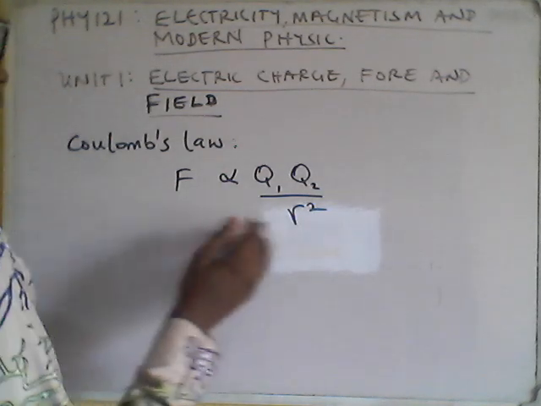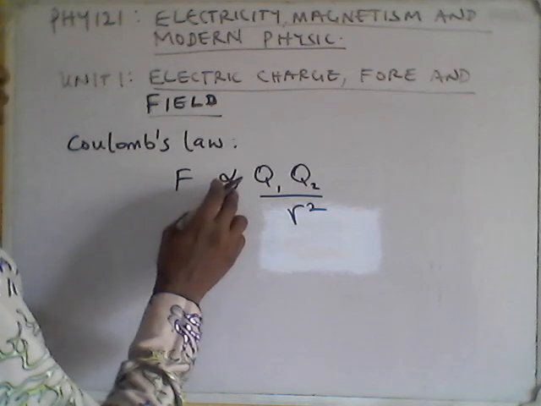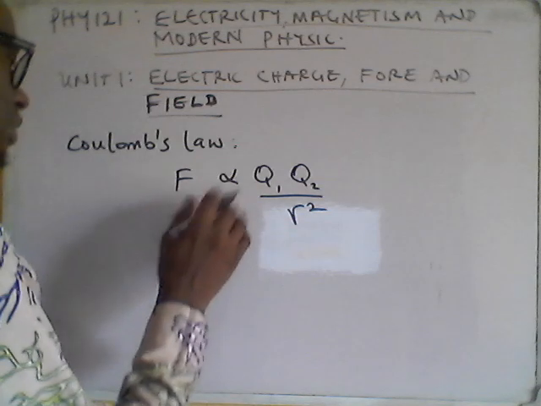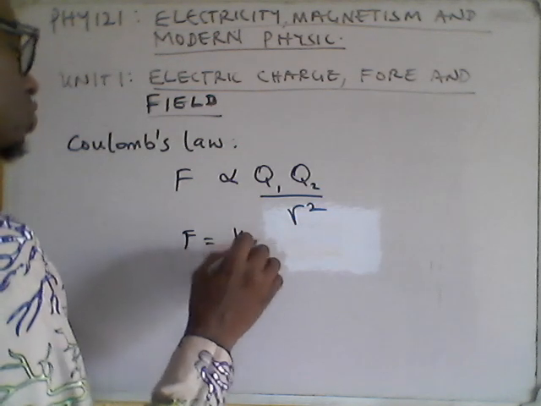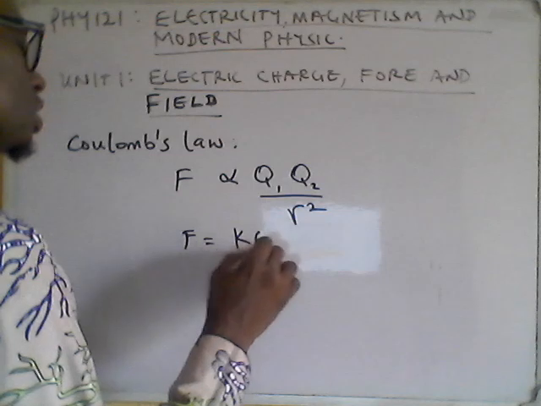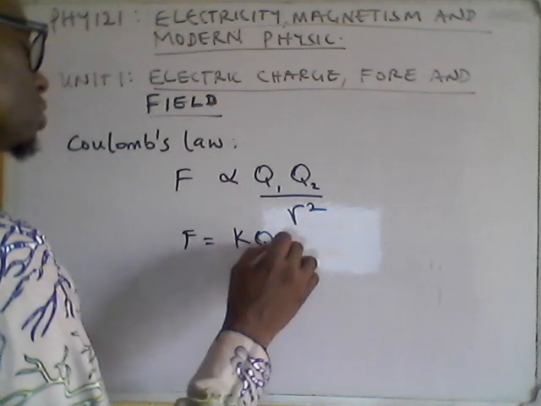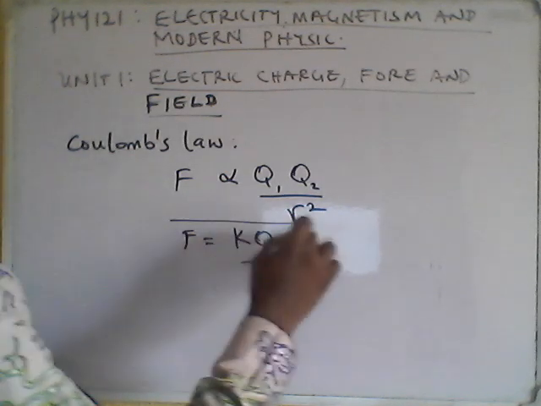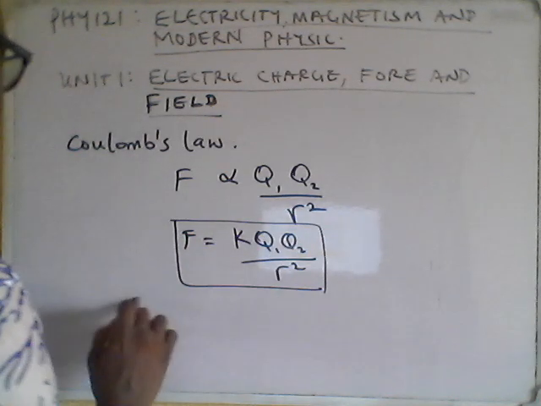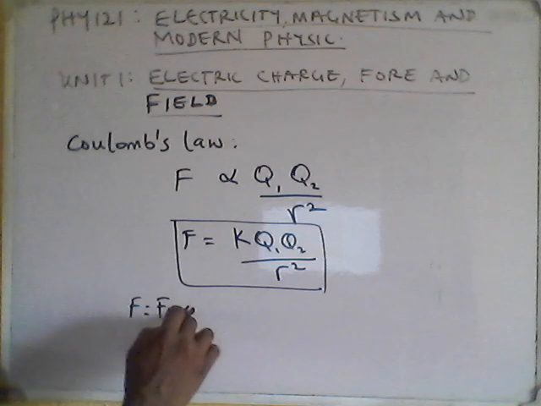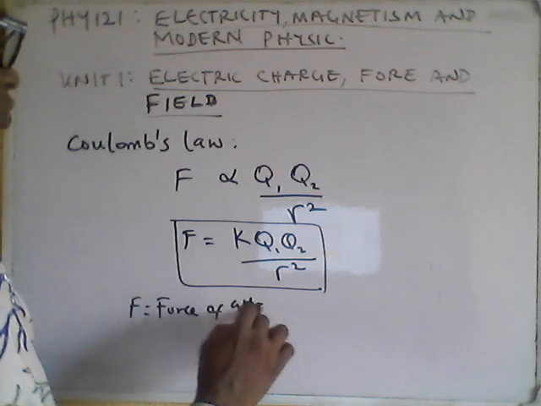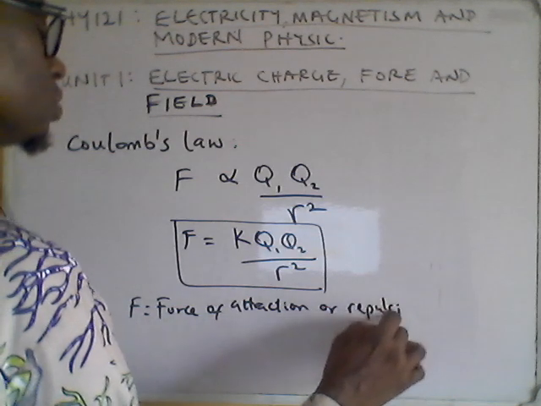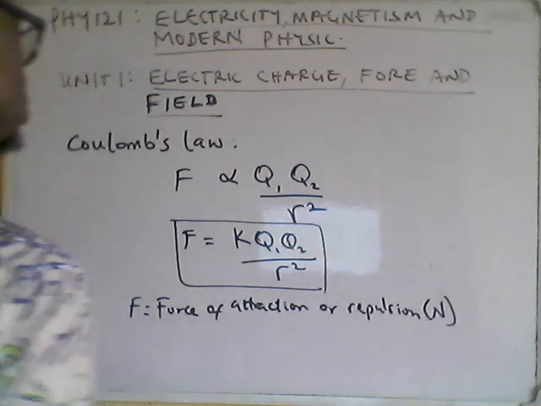Okay, so if I remove the proportionality sign here, and I introduce a constant k, I have F equals k Q1 Q2 over R squared. Now, what are all these parameters? Let's define them. F is defined as the force of attraction or repulsion, as the case may be, measured in Newton.